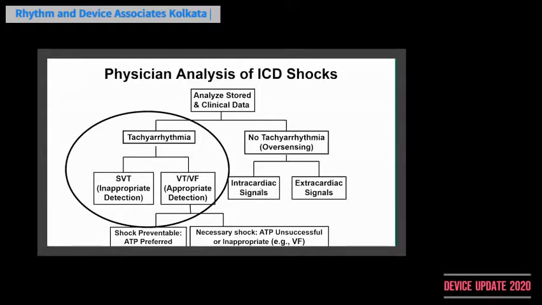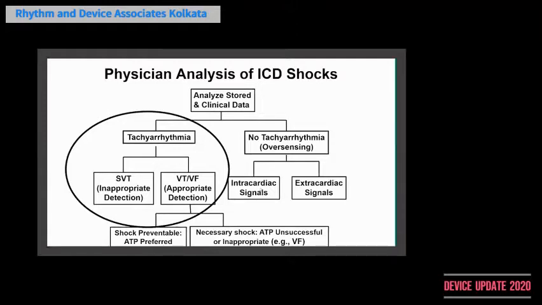ICD shocks are analyzed based on the stored data and also the clinical data. These both are very important. If you have a definite tachyarrhythmia associated with the shock, then it can be either an SVT or a VT or VF. We don't want to give a shock in SVT. Why? Because it is not required. We can control it with drugs, we can control it with ablations, we can do a lot of things. Also, SVTs are mostly hemodynamically tolerated, and we don't want to give a shock. So that shock is called an inappropriate shock, meaning we don't want it. Another is a VT or VF where you have an appropriate shock. So these are the tachyarrhythmia-associated shocks.